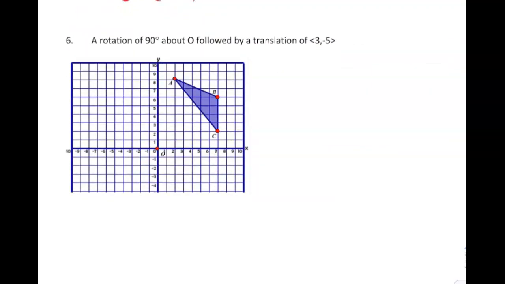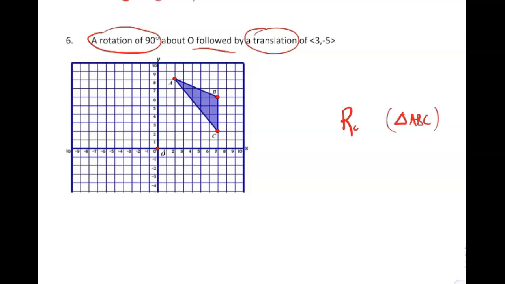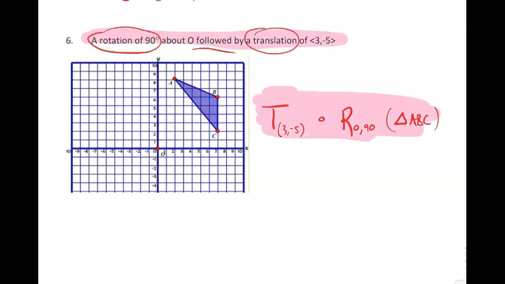Now, number 6, a rotation of 90 followed by a translation. So what that really means is we're taking triangle ABC, we're rotating it about the origin 90 degrees, then we're going to translate it 3, -5. So these words can also be written like this. Just remember, when it's written with this function notation, you start here and you work that way. So the first thing I'm going to do is rotate this 90 degrees. So put the patty paper on, or look up your rules.